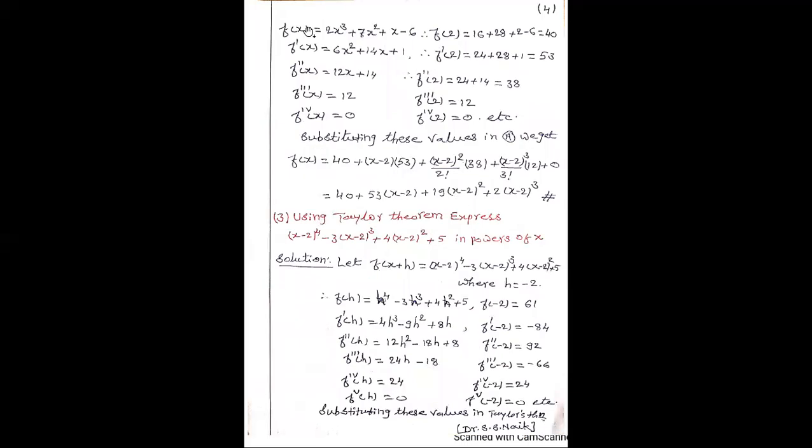Here we'll start with f of x is equal to 2x cube plus 7x square plus x minus 6. Then put x is equal to 2. So this becomes 2 cube, which is 8, and 8 into 2 is 16. Then 2 square is 4, and 4 into 7 is 28. Then plus 2 and minus 6. Taking the sum of this, it becomes 40. So f of 2 is equal to 40.